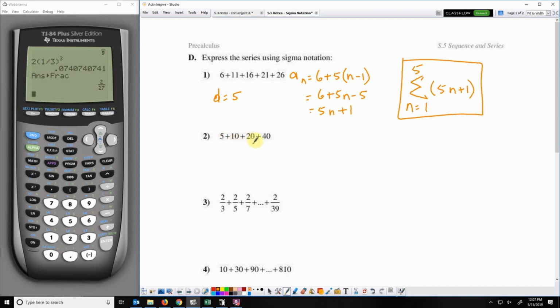Looks like this time we're multiplying by 2, so r is 2. So a sub n equals the first term times the common ratio to the n minus 1 power. And that cannot be simplified, so we've got 5 times 2 to the n minus 1 is our expression. Starting with term 1, we've got term 1, 2, 3, and 4.